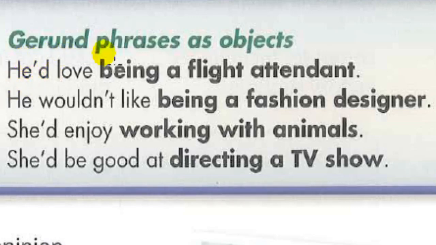So we have subject, then verb. This verb, like love, hate, can't stand, enjoy, good at, interested in, am, is, are, interested in, tired of, plus gerund, verb plus ing, plus some words. Example: I like watching TV. I like watching TV a lot. I like watching TV programs. So this is an example for gerund phrase as object, watching TV programs. So I like watching TV programs.